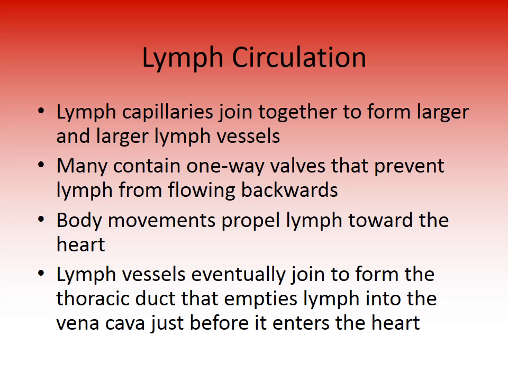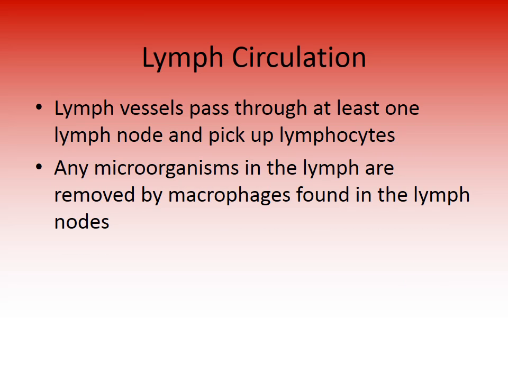Body movements propel the lymph towards the heart. So thanks to the movement of our body, it helps bring that lymph towards the heart. Lymph vessels eventually join to form the thoracic duct, and this thoracic duct empties lymph into the vena cava just before it enters the heart. Lymph vessels pass through at least one lymph node and pick up lymphocytes. Any microorganisms in the lymph are removed by macrophages that are found in those lymph nodes.